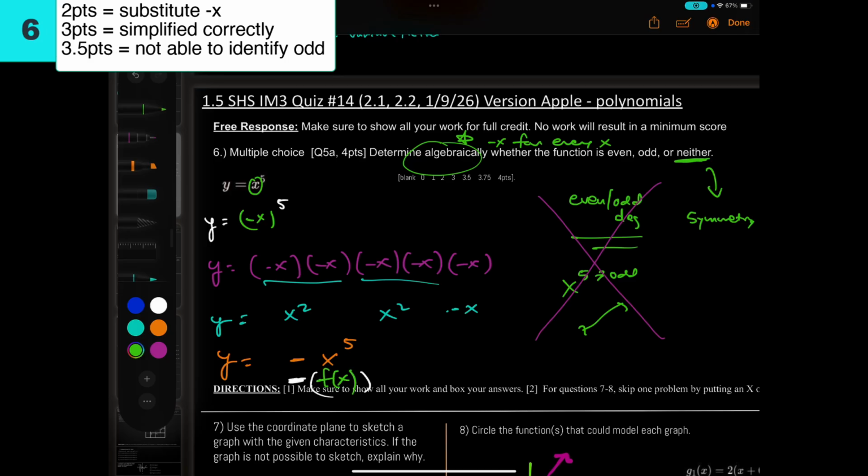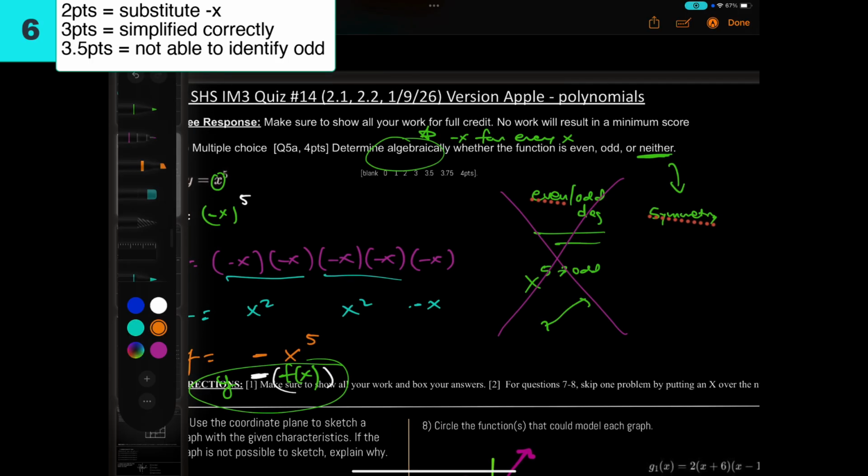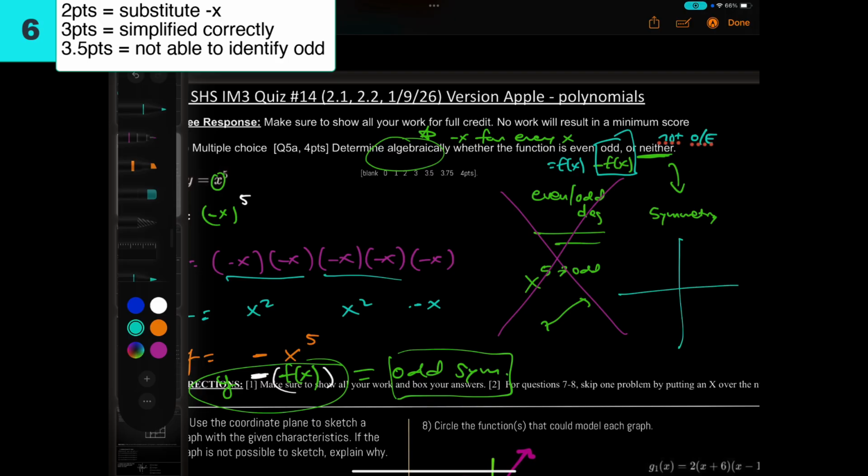Okay? So if it is opposite of the original, then the answer is odd. Let's just write odd. Odd symmetry. So odd symmetry means it's opposite of the original. Even means it's equal to the original, and neither means not odd or even. Okay, remember what that means is, if you drew yourself a graph, my graph looks like this. That means it can be rotated twice.